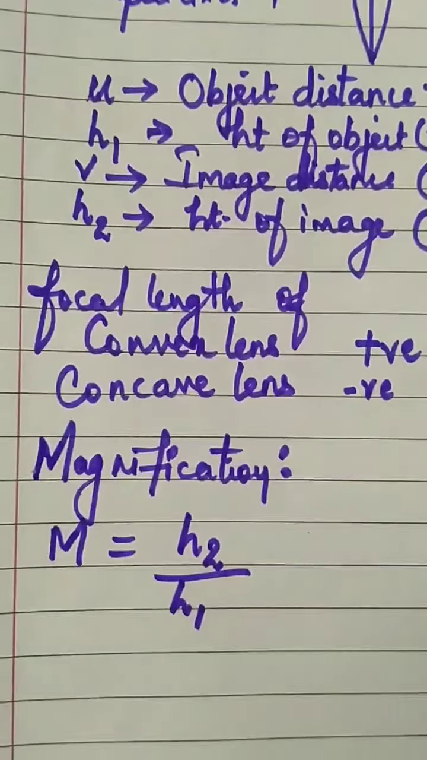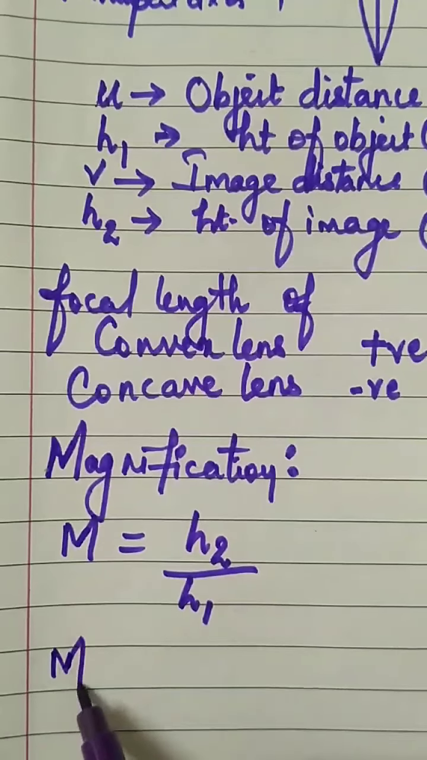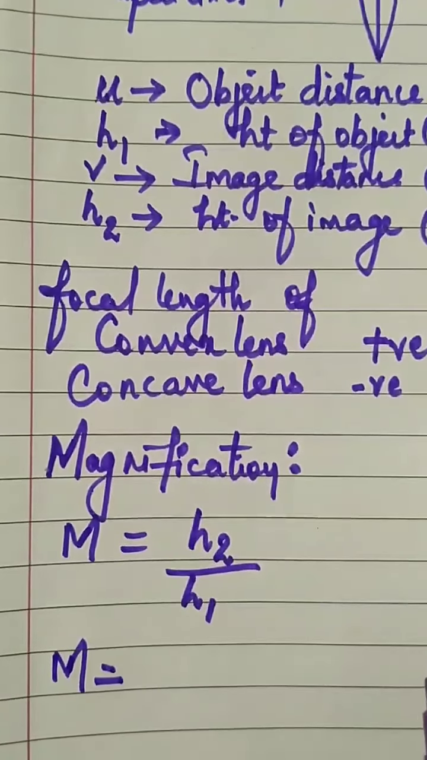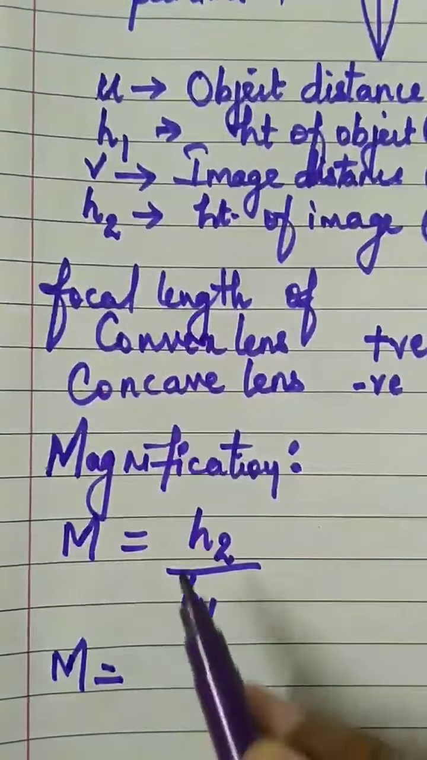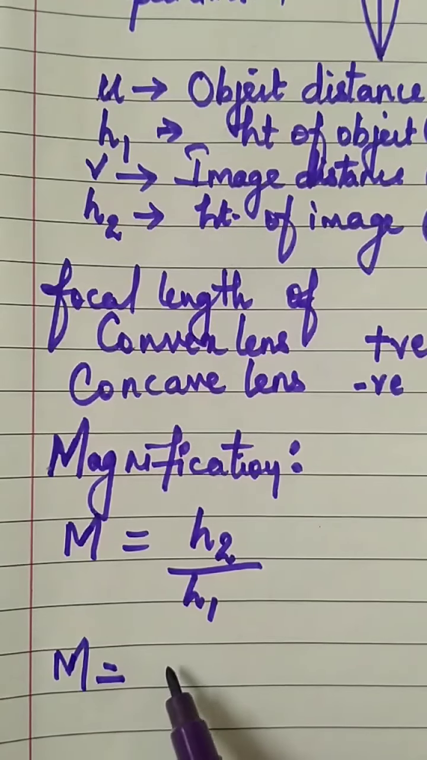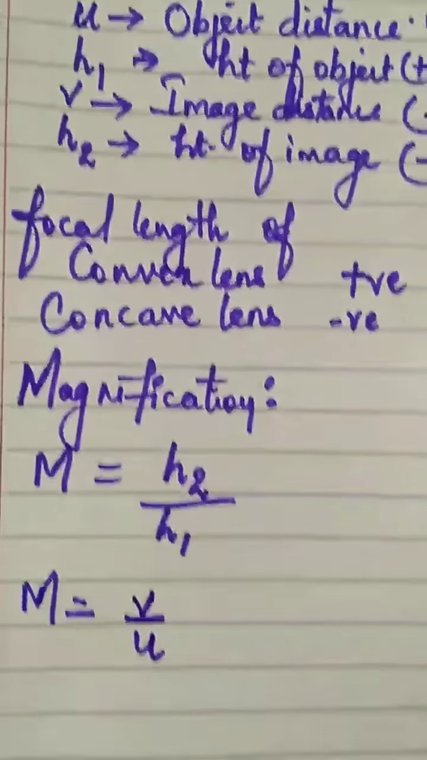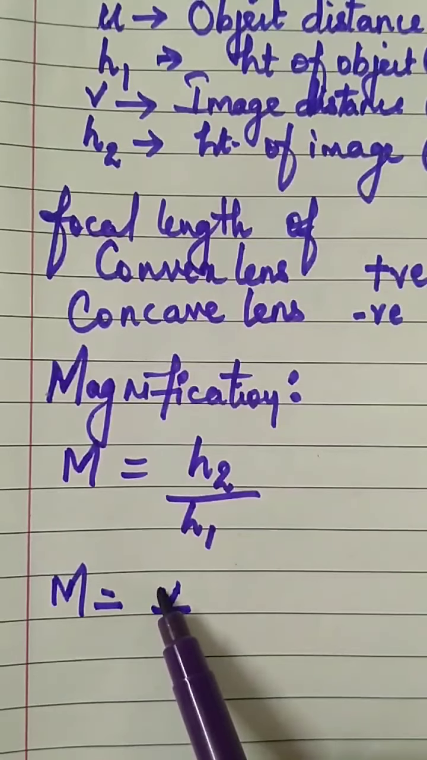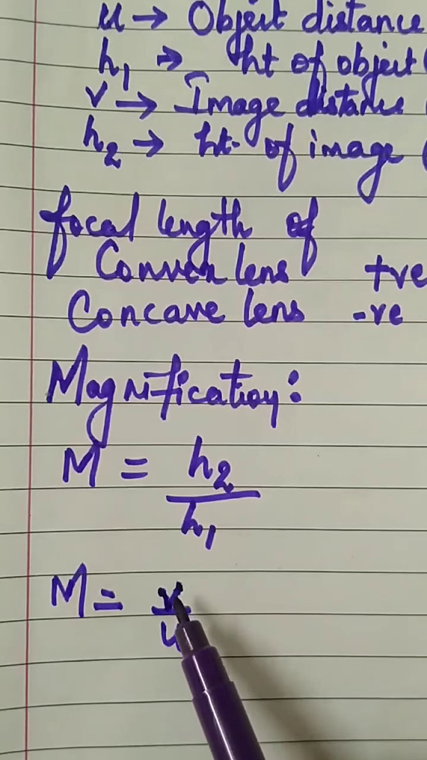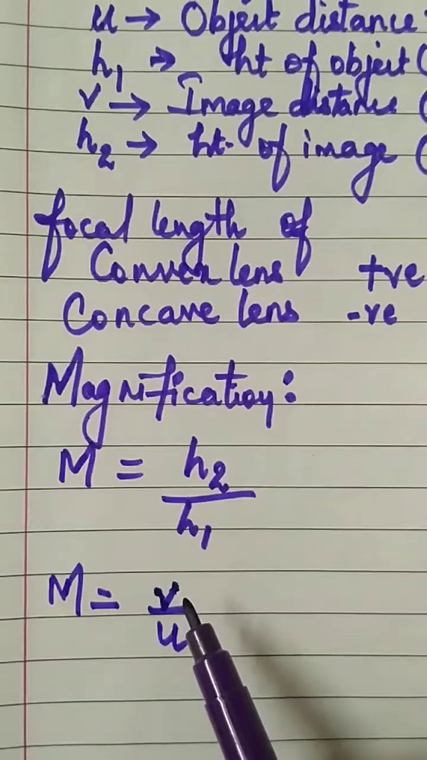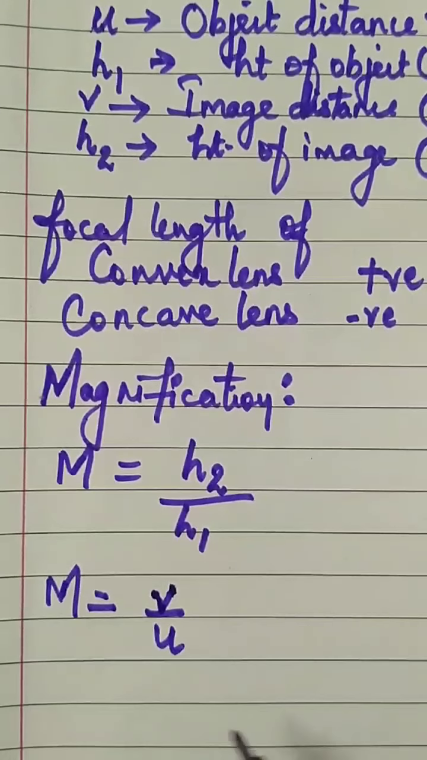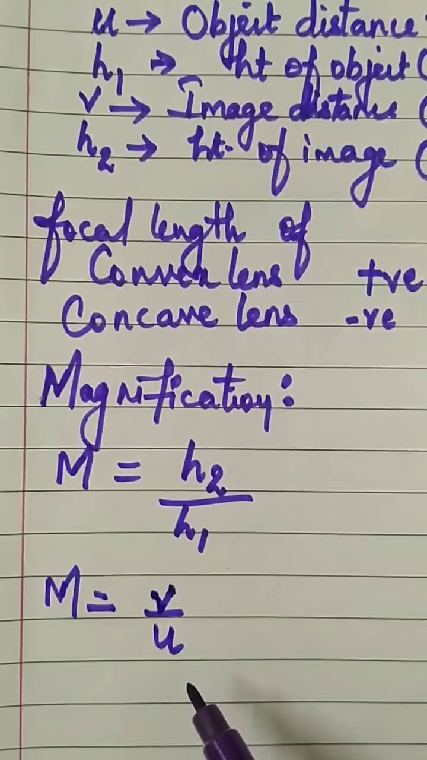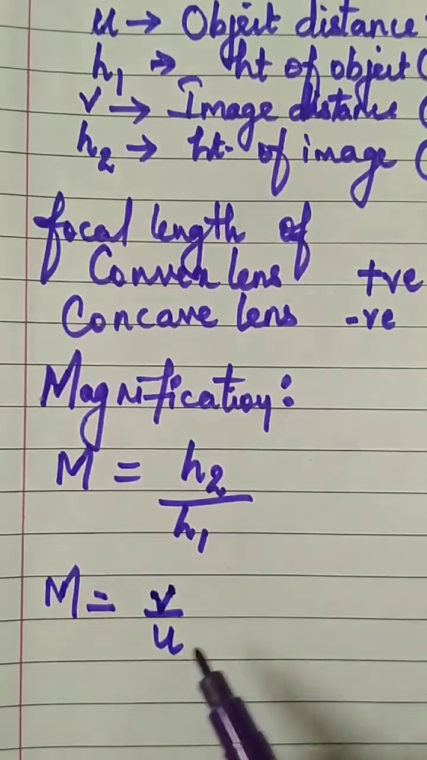Now this can be written in another way also, in the form of object distance and image distance, where object distance is u and image distance is v. Don't forget. So this can be written in another way as m is equal to v upon u. That is, magnification of lens is also related to the distance of the image and the distance of the object. This is the distance of the image upon the distance of the object. Object distance is u. This way also you can write.